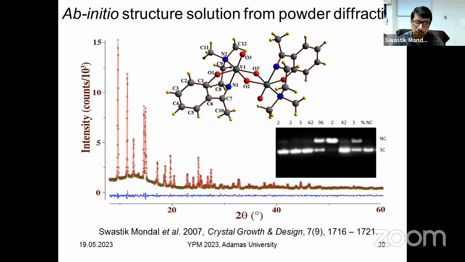This is a vanadium complex that I did, and this is the diffraction pattern and the final Rietveld plot. And you can see that this red line, which is basically calculated from the model, matches very well with the diffraction pattern. And why was this crystal important? Because it has DNA cleavage activity.